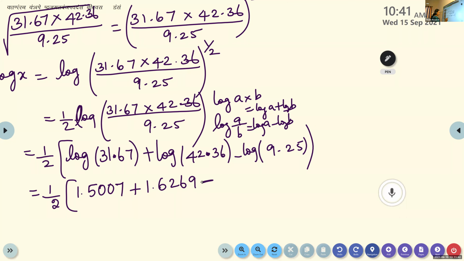So 1.6269 minus. Now take the log of 9.25. What will be the characteristic part? Before decimal, how many places are there? Only one place, isn't it? So characteristic part will be number of places before decimal minus 1. So 1 minus 1, it will become 0 point. Now take the log book and find the value of 925.